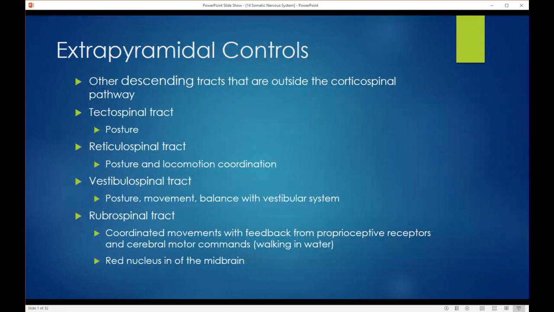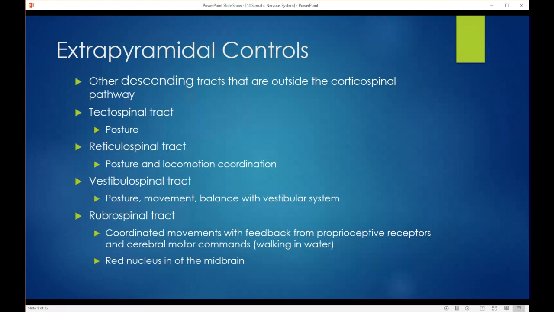And then we have those extrapyramidal controls. So remember, those are the ones that are going to be on the outside of the pyramids. So these are also descending tracts. So that means that it's going to be a motor pathway sending the signal, or we could call it an efferent pathway. Okay. So we have the tectospinal tract.